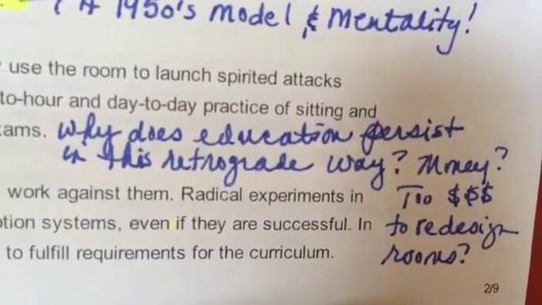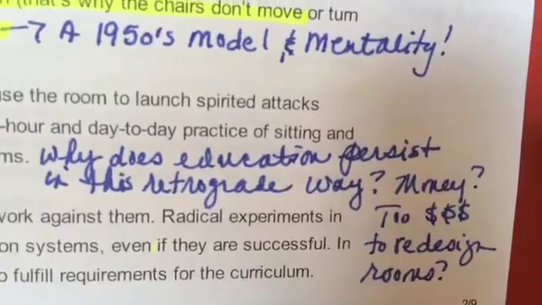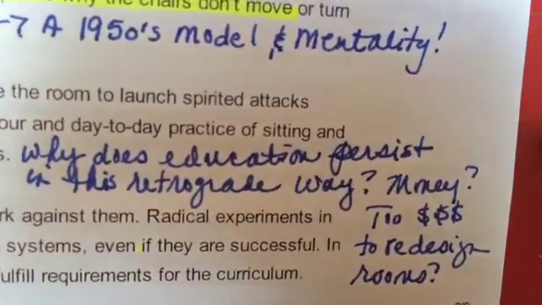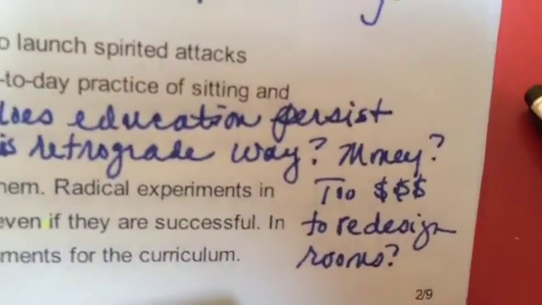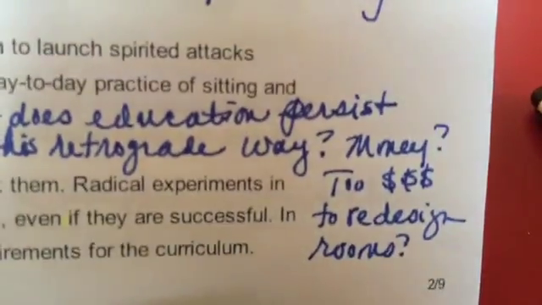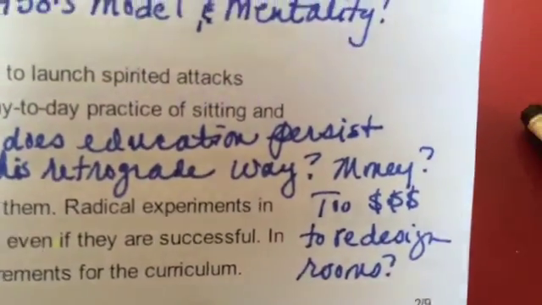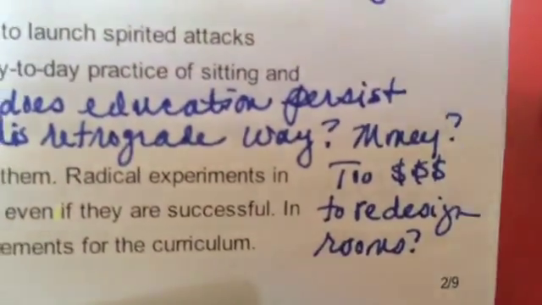And here's what I want to ask. Why does education persist in this retrograde way? Is it about money? Is it too expensive to change how classrooms are set up, to retrain teachers? Is it too expensive to redesign rooms? Because part of what he's talking about is literally the way the rooms are set up and how they're not really conducive to learning.